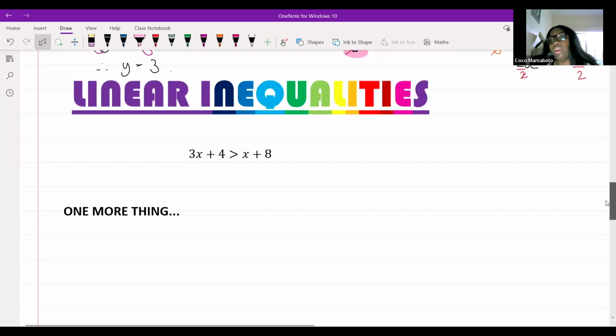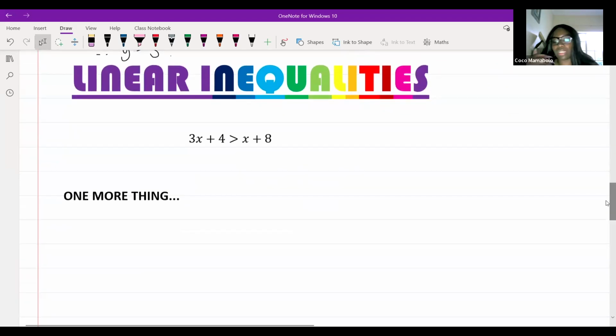All right, now the nice thing about linear inequalities is that we're going to solve them the exact same way that we solve linear equations. So if we look at this one over here, we're going to take x over to the other side, and we're going to take 4 over to the other side. So I'm going to minus x, minus x, and x minus x will give me 0. And then I'm going to minus 4 and minus 4. And 4 minus 4 will give me 0.